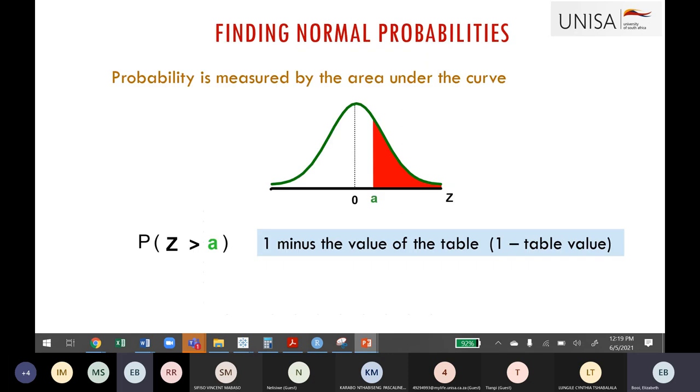We also learned about the probability of A greater than a value.